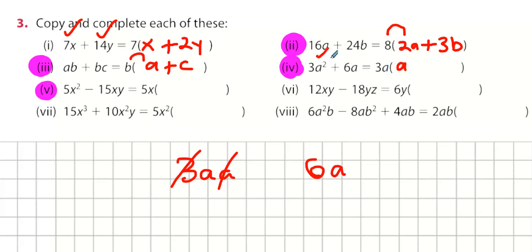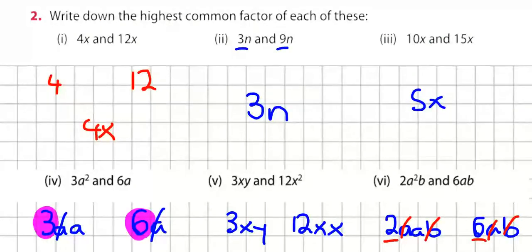Yeah, done. Now, 3 multiplies by what to give you 6? Not 2a, just 2. So let me remind you, we took out the a and we divided by 3 to get 2. So there's only 2 left over. Alrighty. So I'm just going to stop it there today. So we did questions 2 and 3.